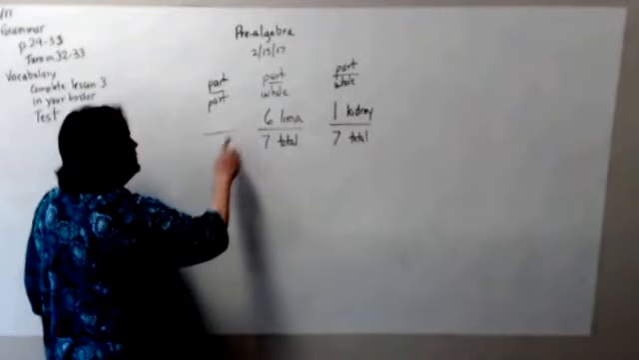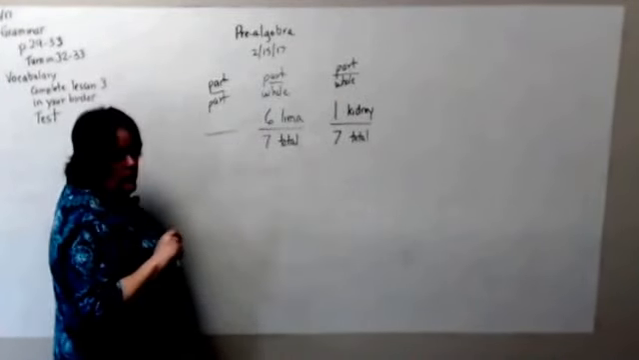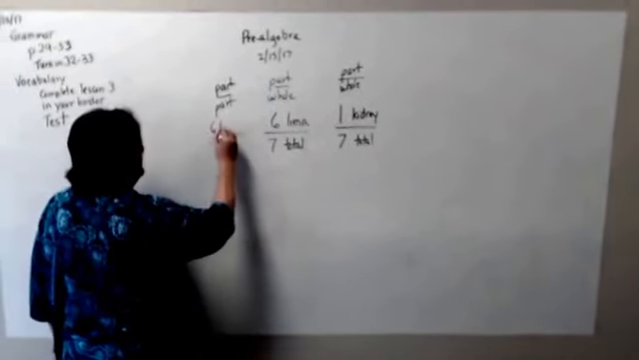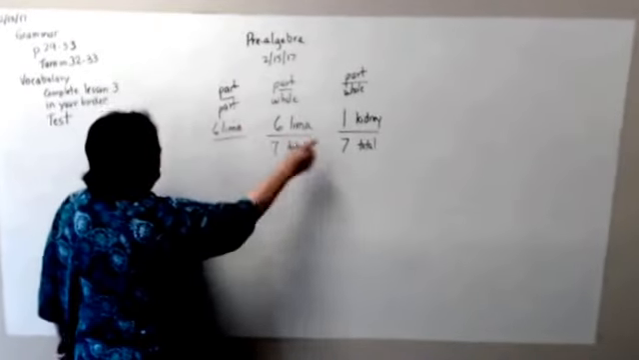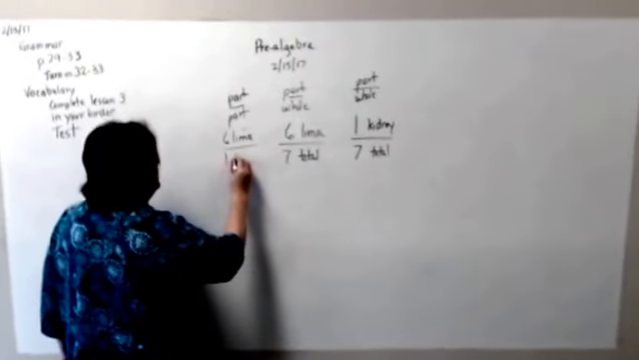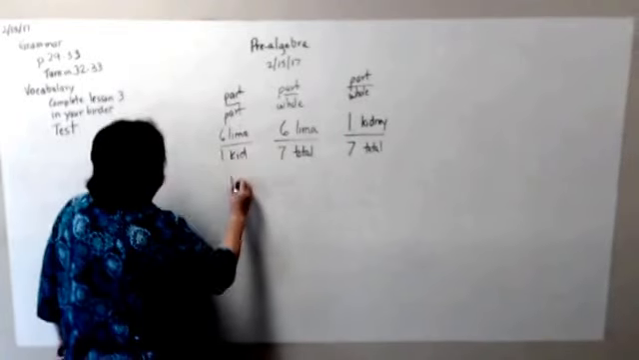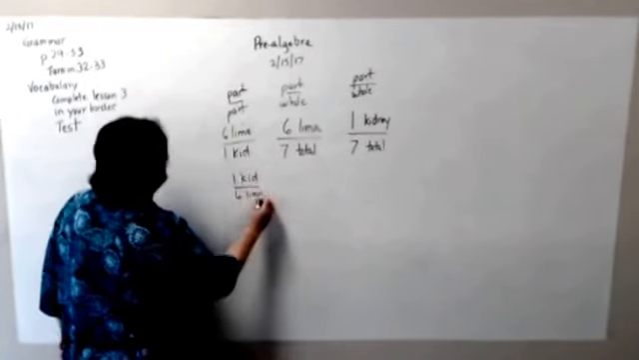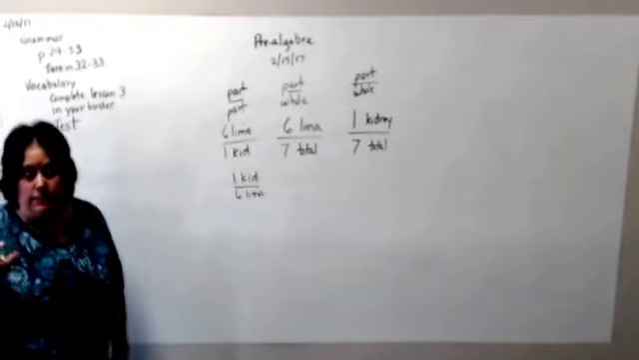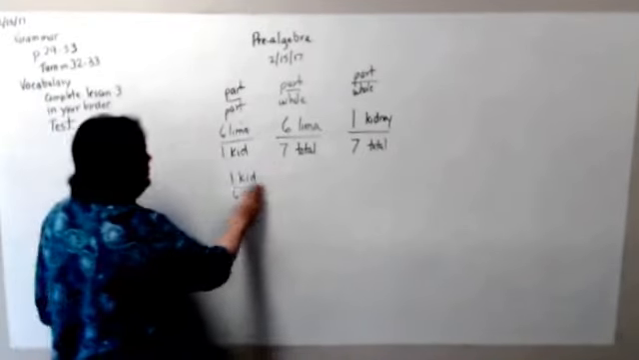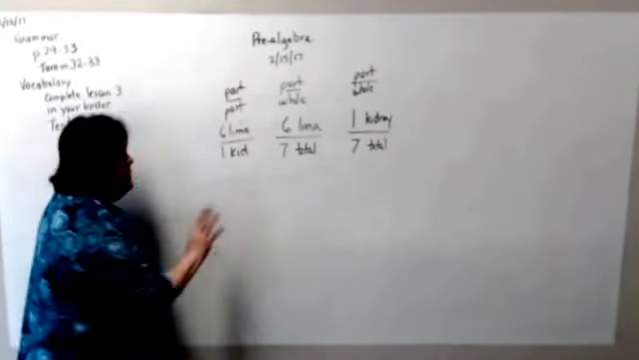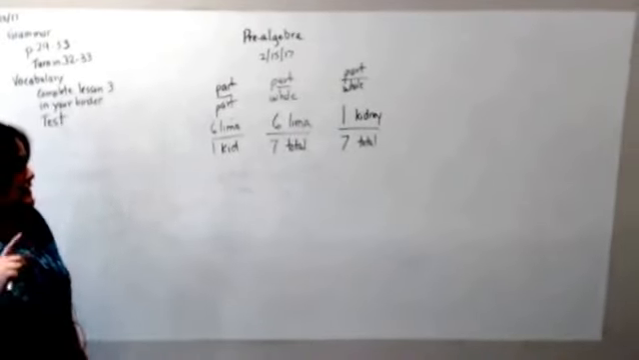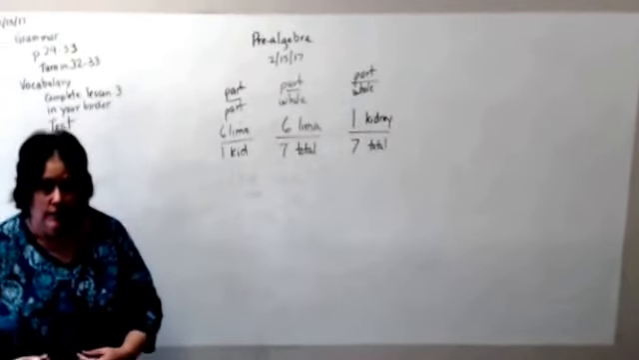What's my part in this one? 6 lima. What's my part in this one? 1. So 1 kidney. Or I can have 1 kidney to 6 lima. It doesn't depend. We can write it either way. Let's write it 6 lima to 1 kidney.